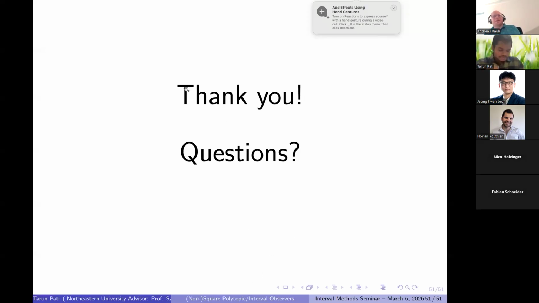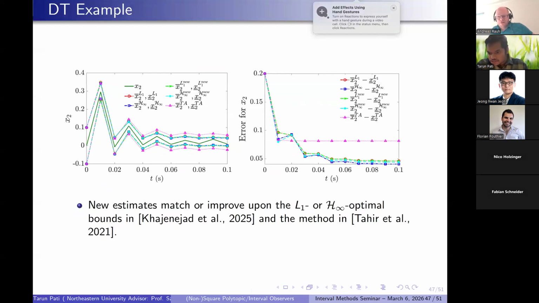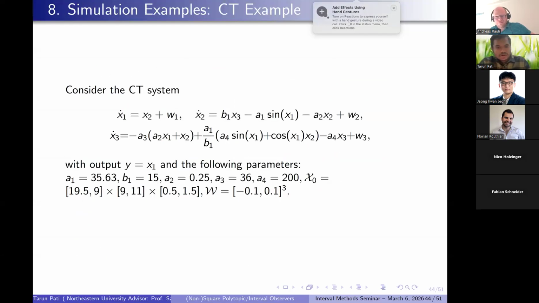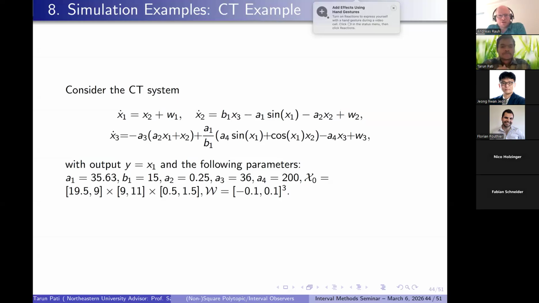Okay, no one has unmuted themselves, but I can start in any case. Could you go back to slide 44, where you had the last example? Is this one? That's 47. Okay, this one here. Let's go back to the previous one where you have the state equations.